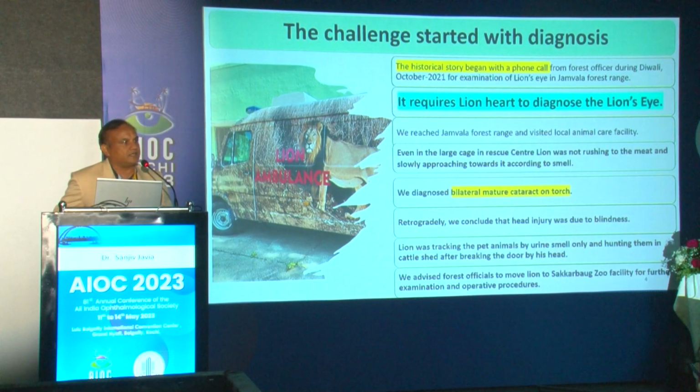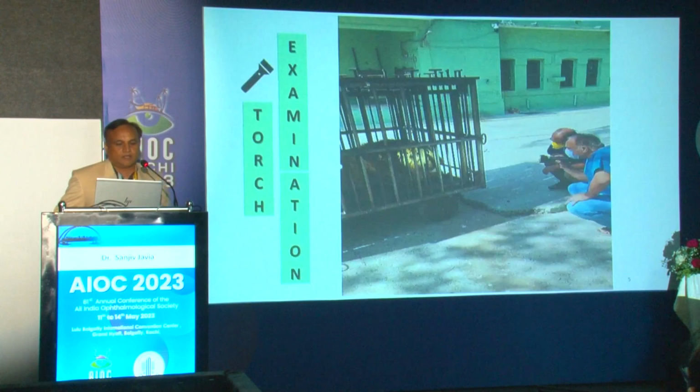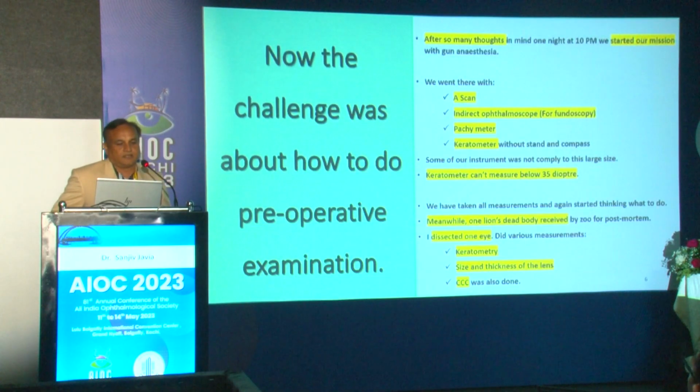In the rescue center, in a large cage also, he was not even taking his meal. He went to the meal by smelling. Only by smell he goes, and the head injury is also due to that. He followed the urine of the pet animals and broke the pet animals' cages, hunting only pet animals, not wild animals. This is how we examined him in the smaller cage. Now the challenge is what to do.